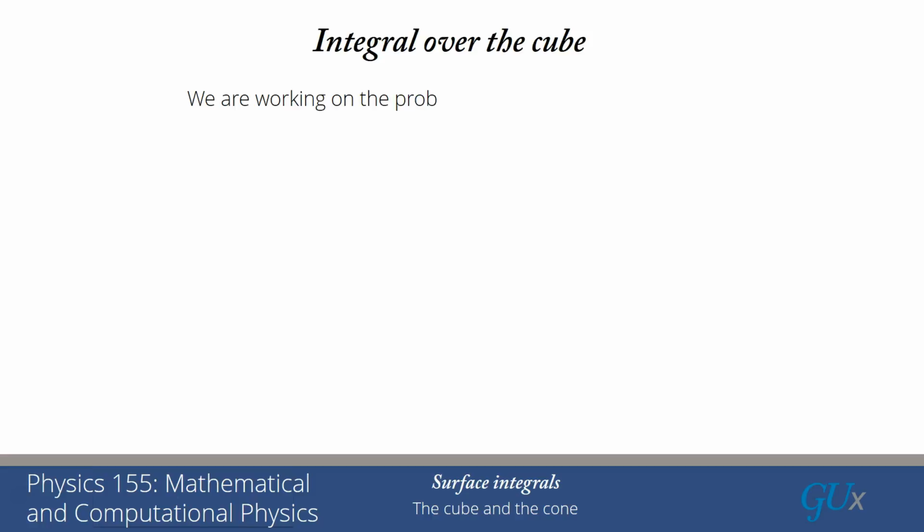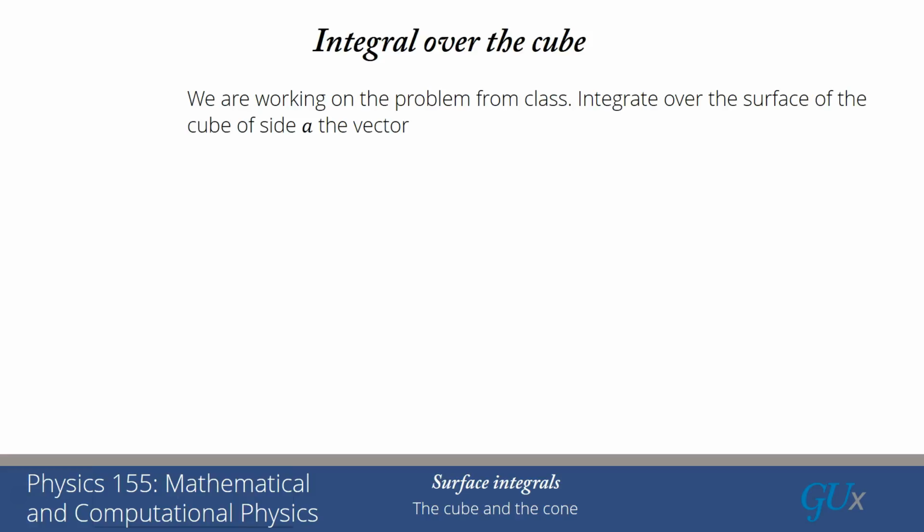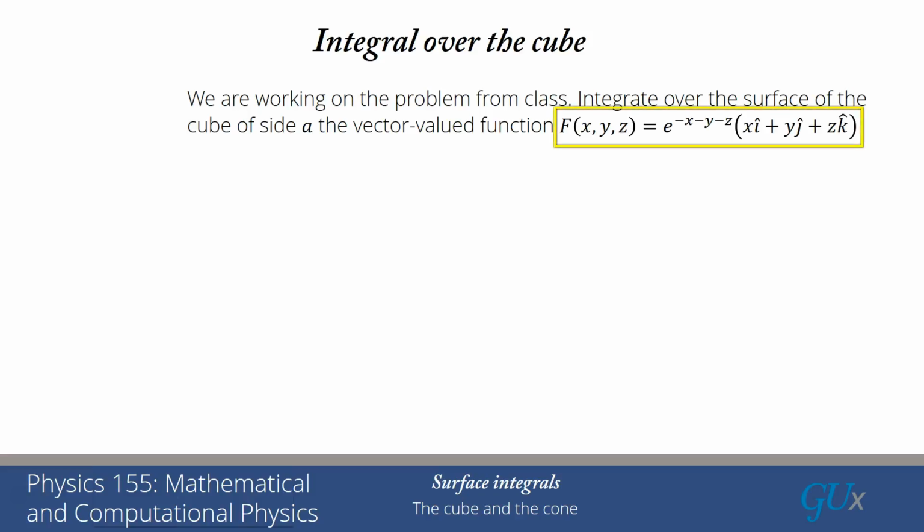This is one of the problems that we had as a problem in class. We want to integrate over the surface of the cube of side a with a vector valued function f of x, y, and z, which is the exponential of minus x minus y minus z, times x multiplied by the unit vector in the x direction plus y times the unit vector in the y direction plus z times the unit vector in the k direction.